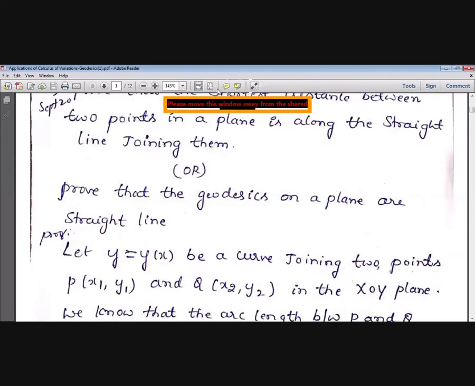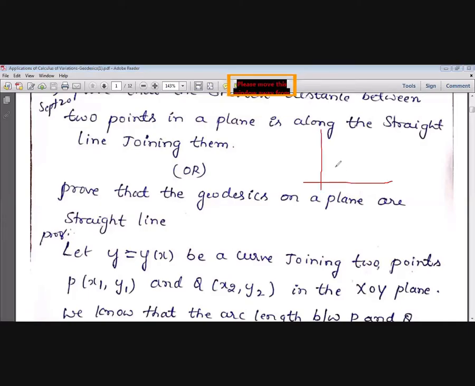I will take a plane like this. I will take 2 points. This is P, this is Q. Let this y equal to y of x be the curve. We need to find this. What will be the shape of this?